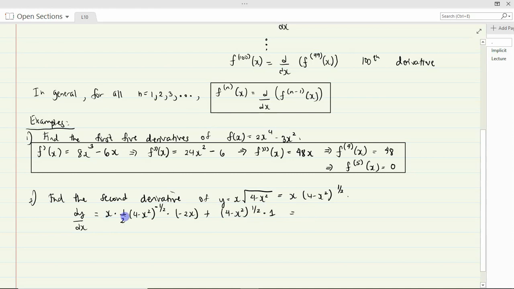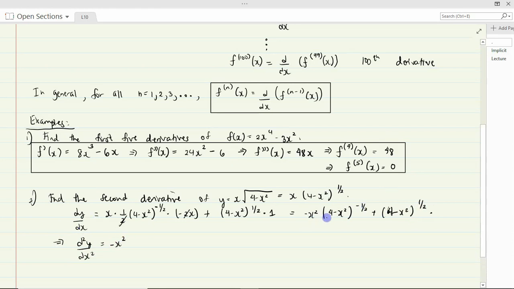And then, isimplify lang natin ng onte. What will we get? Ito, magka-cancel out dito. So, you have negative x squared, 4 minus x squared raised to negative 1/2, plus 4 minus x squared raised to 1/2. And then, kunin na natin ngayon ang gusto natin, which is the second derivative of y with respect to x. Dito na tayo magdi-differentiate. Sa first term, stay natin si negative x squared.